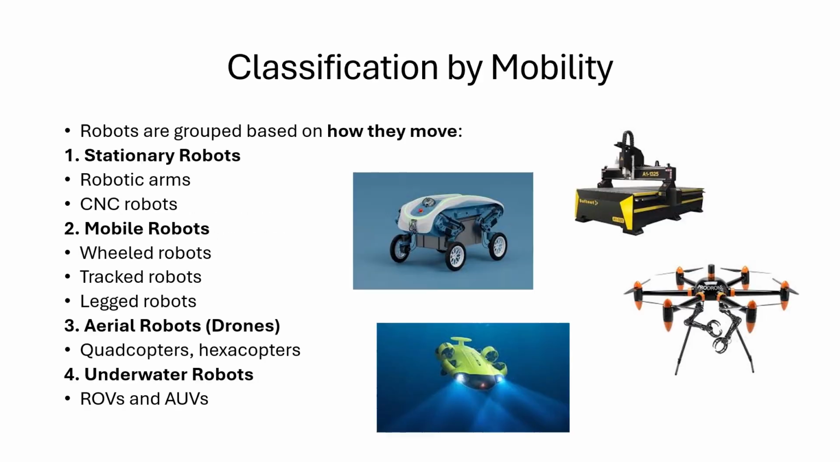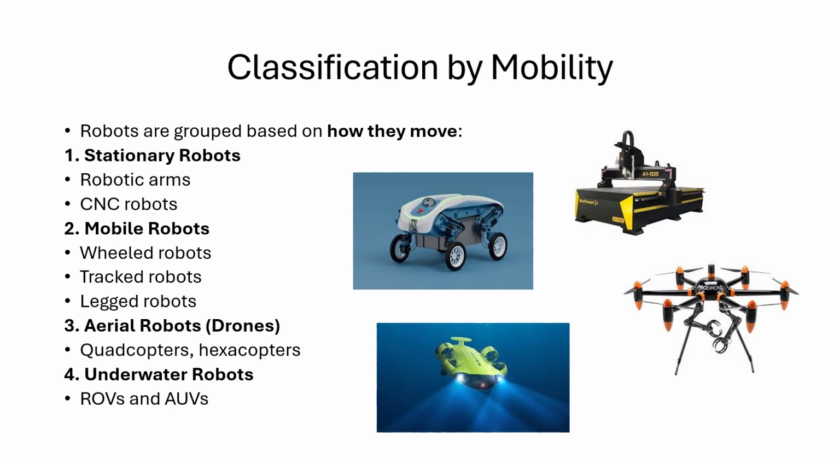Okay, the first one is classification by mobility. So what is mobility? Mobility is the ability to move. One of the most common ways to classify robots is by mobility, in other words, how the robot moves. Some robots are stationary, like industrial robots and CNC machines. Others are mobile, like wheeled or legged robots. We also have aerial robots, that's drones, and underwater robots that operate beneath the ocean surface. Each mobility type suits different environments and tasks.